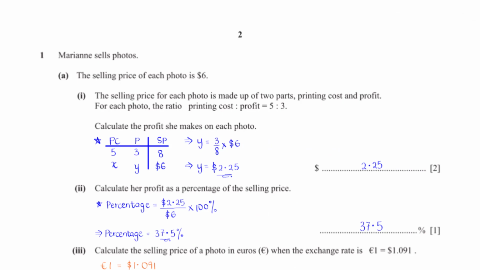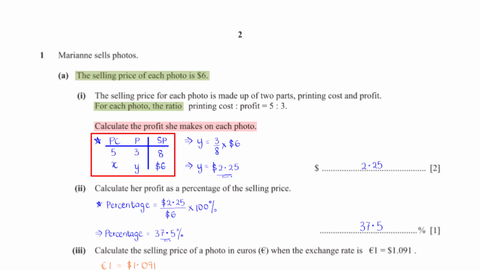Marianne sells photos. The selling price of each photo is $6. The selling price for each photo is made up of two parts, printing cost and profit. For each photo, the ratio printing cost is to profit equals 5:3. Calculate the profit she makes on each photo.